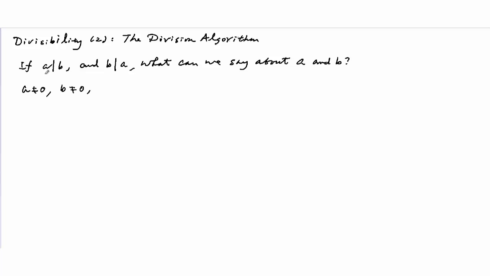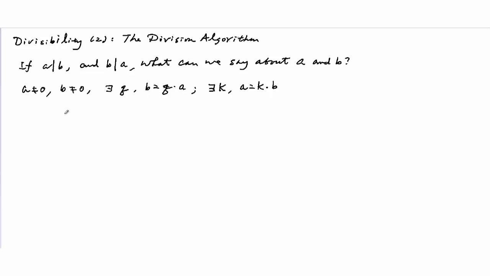On the other hand, when we have A divides B, that means there is an integer Q so that B can be written as Q times A, right? That's what we mean by A divides B. And similarly, there is another integer for B divides A, say it's K, and then A can be written as K times B, right?